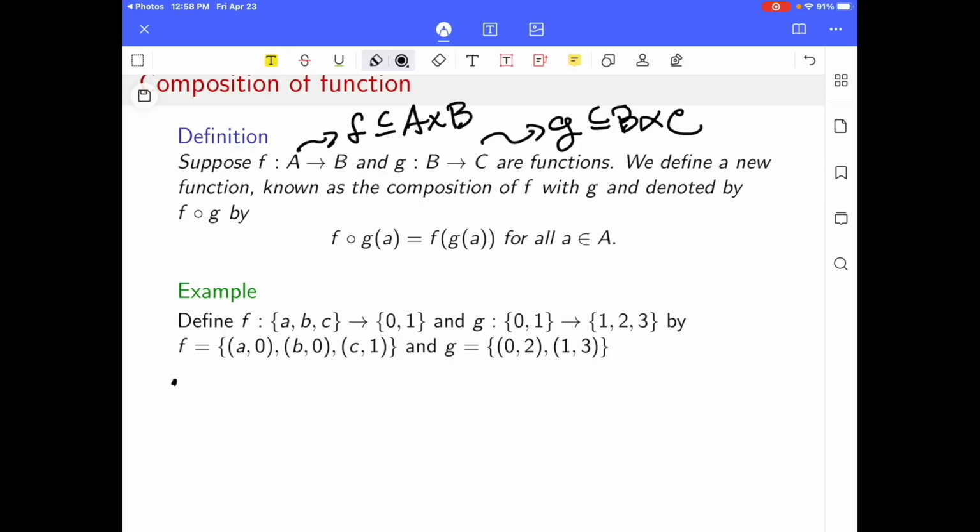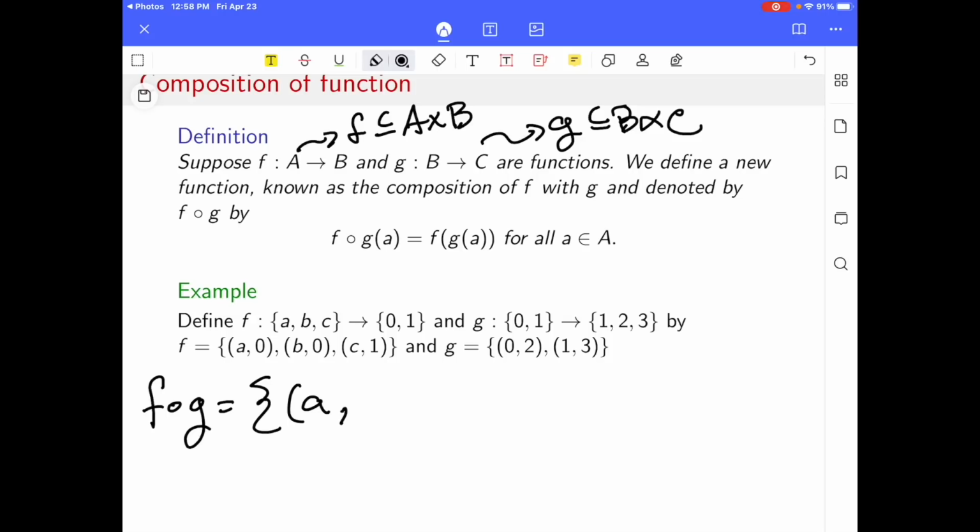We've got f is a subset of A cross B, and it's defined by the ordered pairs (a, 0), (b, 0), (c, 1), and then g is a subset of B cross C, in this case {0, 1} cross {1, 2, 3}, and it's defined by the two ordered pairs (0, 2) and (1, 3). And now we can look at the composition of f with g, and that'll be equal to the following ordered pairs. So we know the first entry must come from our set {a, b, c}.